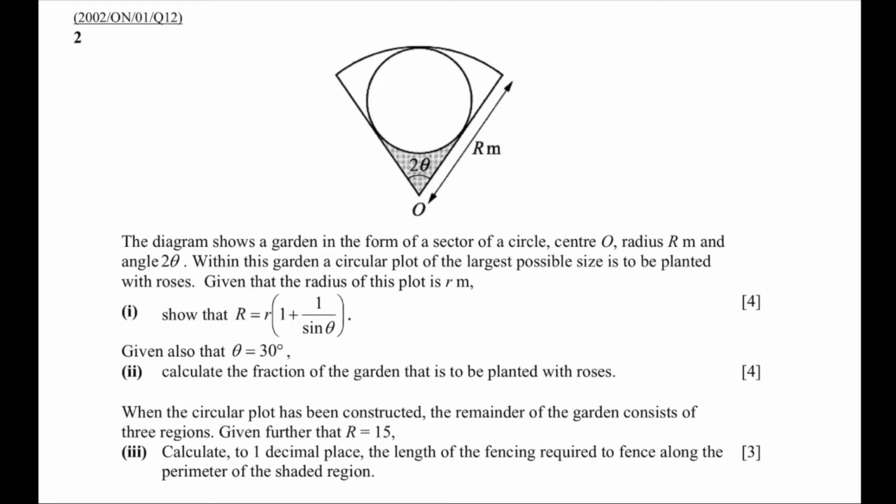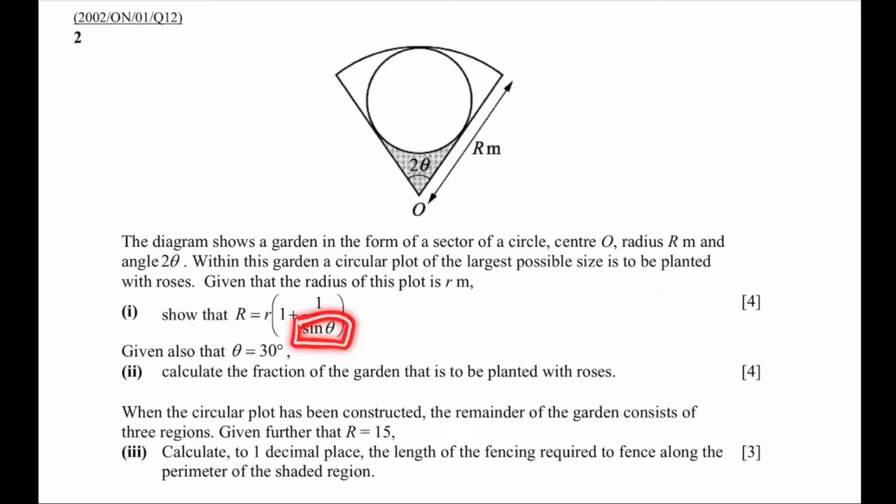Look at the first question. This is the radius of the sector. This is the angle of the sector. The first question is to show capital R equals to small letter r, the radius of a circle, equals to, okay, sine theta. Why is there a sine theta? How come there's a sine theta?